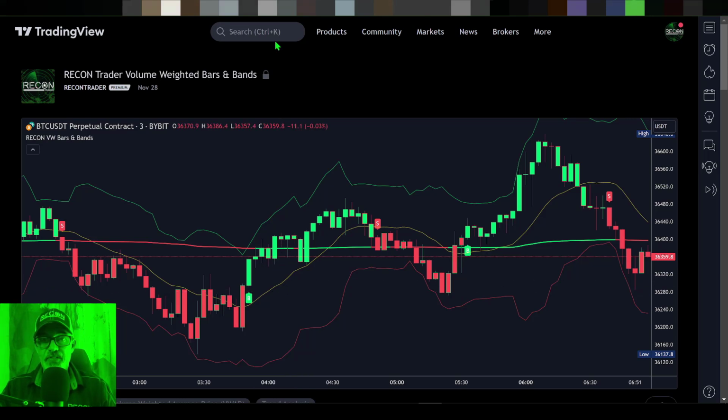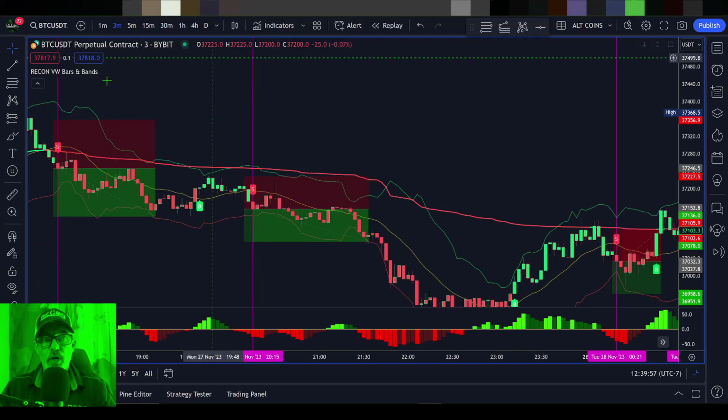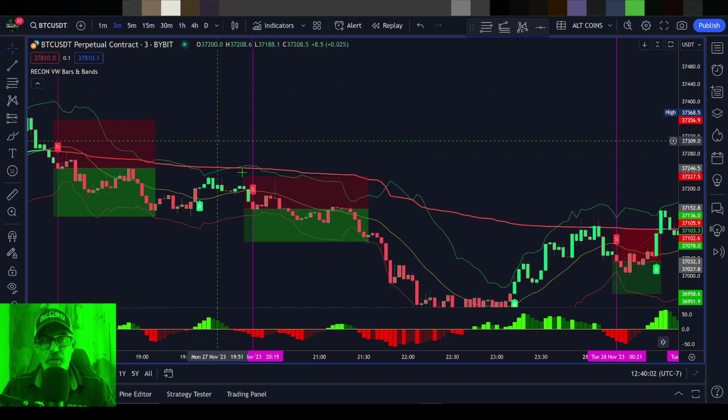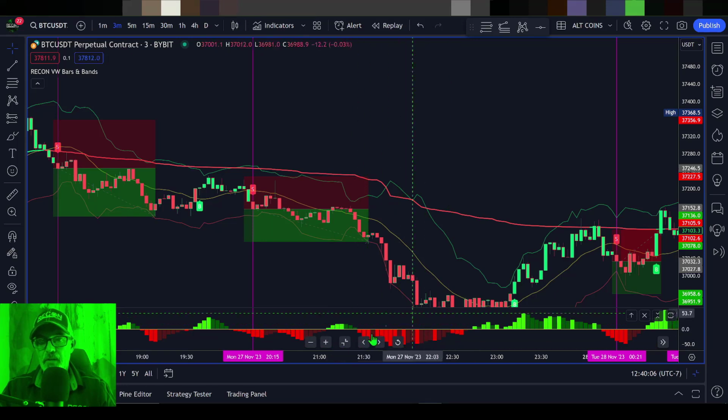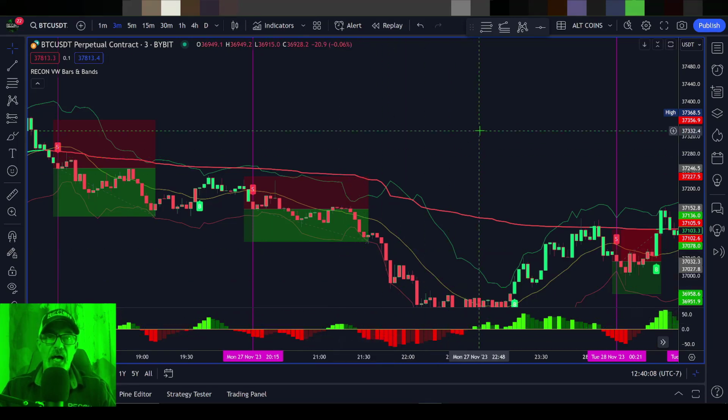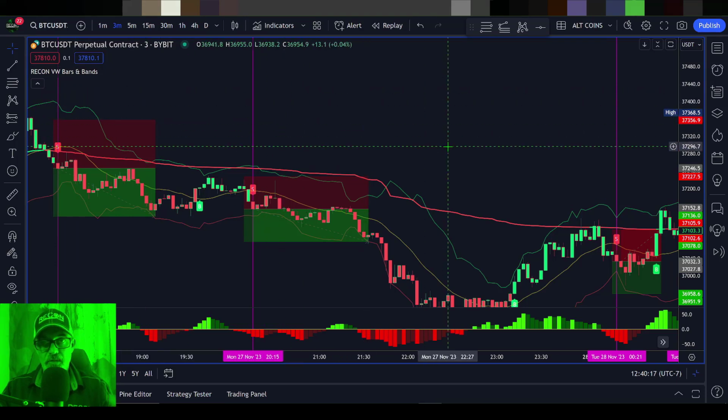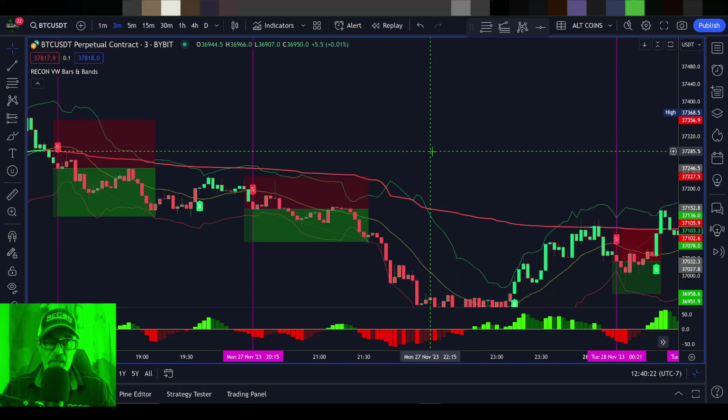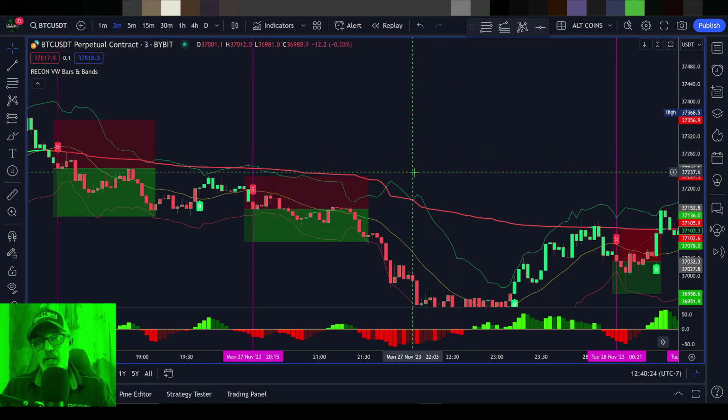And so with that being said, let's go ahead and jump over here to the chart where I have the RECON volume weighted bars and bands applied to the chart, along with my RECON momentum indicator down here at the bottom applied to the chart. I typically don't use just one indicator when I'm trading, and in fact, the RECON volume weighted bars and bands indicator incorporates two different indicators. It incorporates VWAP, like I mentioned, and a volume weighted moving average. So there's two indicators right there.